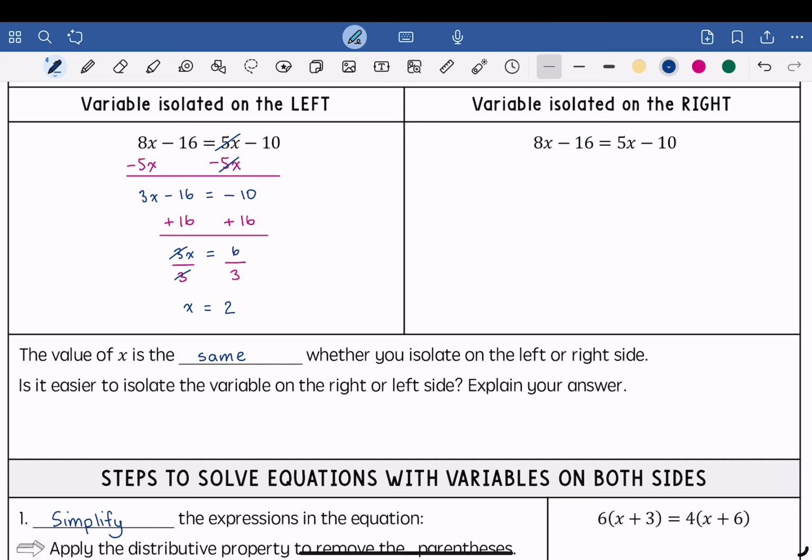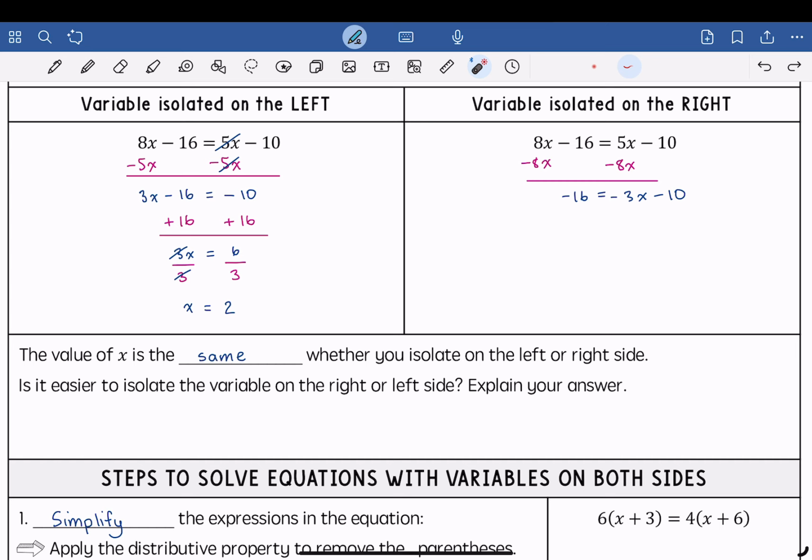So now we're going to isolate with the same equation on the right side. So they are the same, only this time I'm going to isolate the variable on the right side. So I'm going to eliminate the 8x on the left side and do the same on both sides, which will give me negative 16 is equal to 5 minus 8x, negative 3x, minus 10.